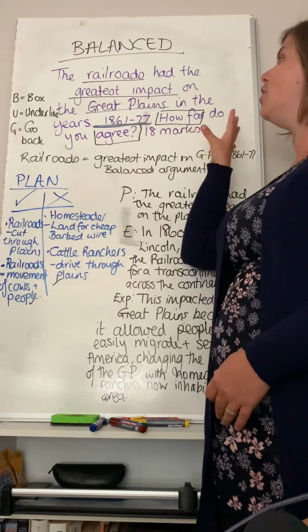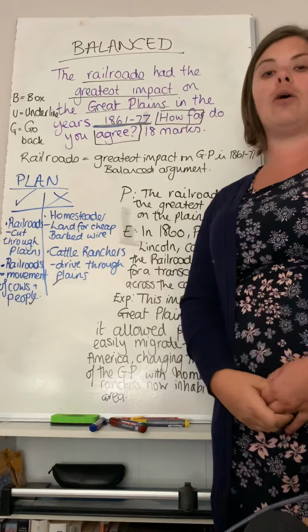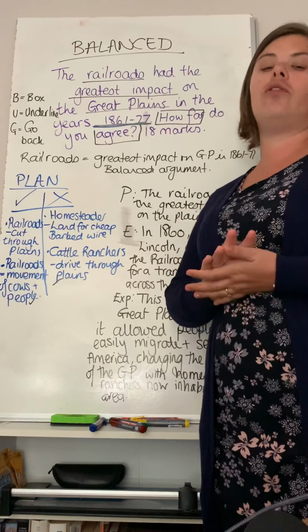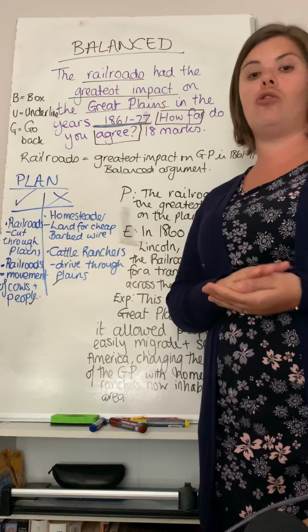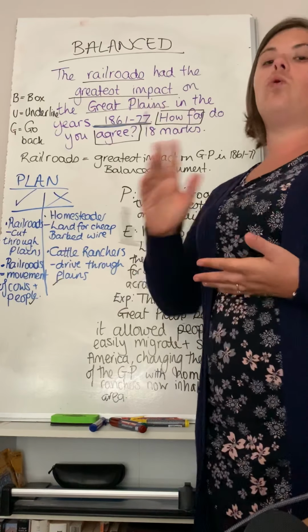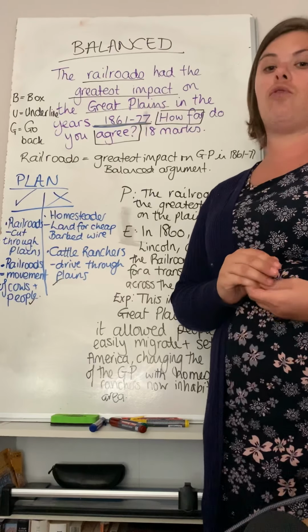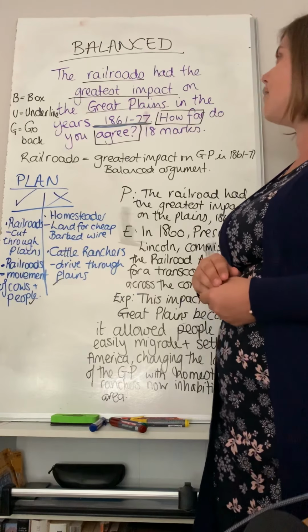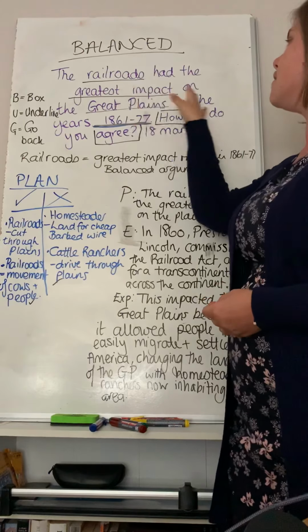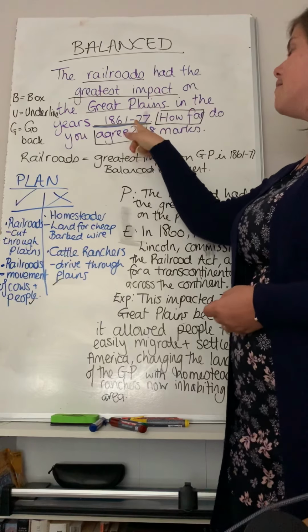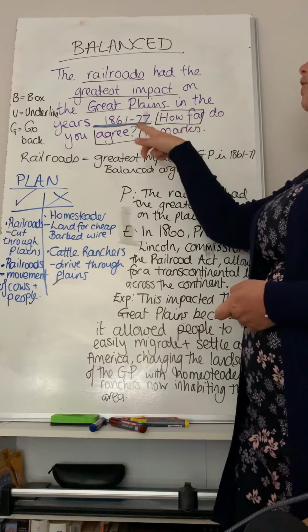Today we're going to have a look at the railroads in an 18-mark question. This focuses on the section of the USA module from 1860 all the way through to 1877 on the white expansionism across the plains. So let's look at the question. The railroads had the greatest impact on the Great Plains in the years 1861 to 77. How far do you agree?